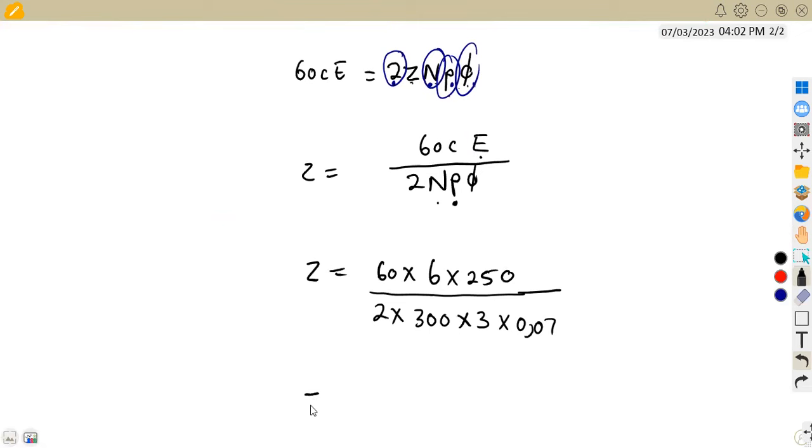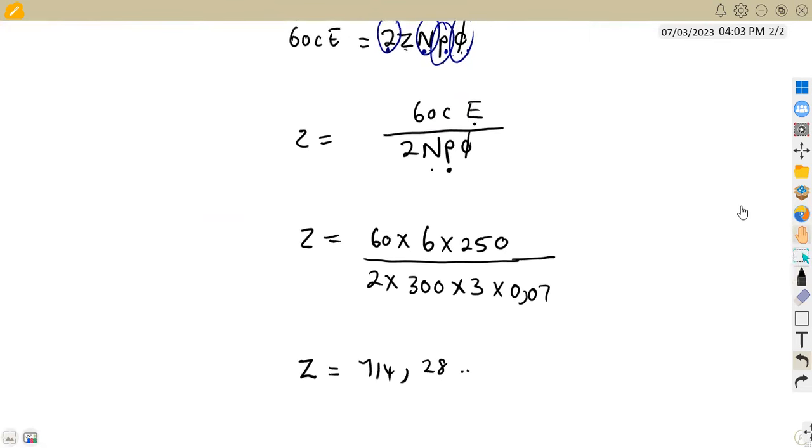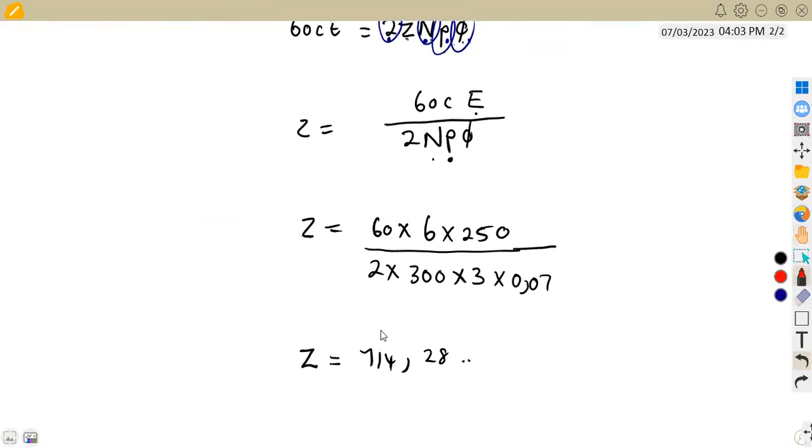This is going to give us the number of conductors that we have, which is something like 714.28. We can write that as 714 as a whole number, meaning we have got 714 conductors in this case. But this is not our question, guys.